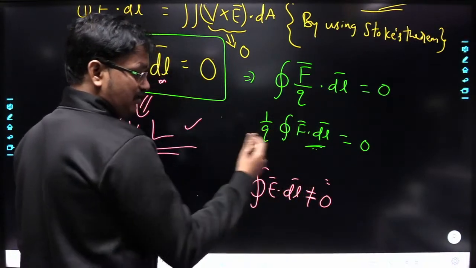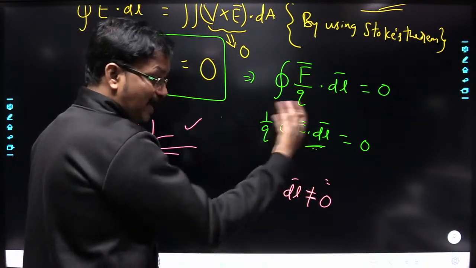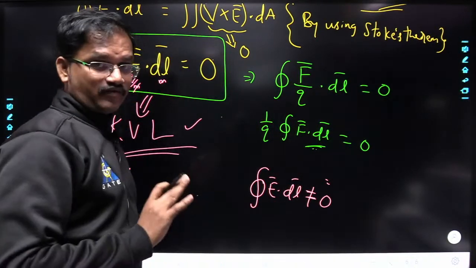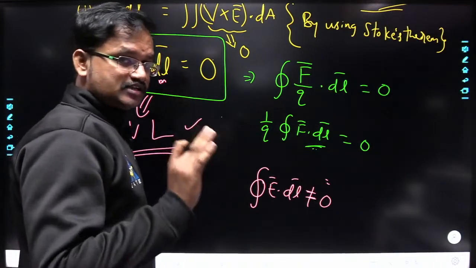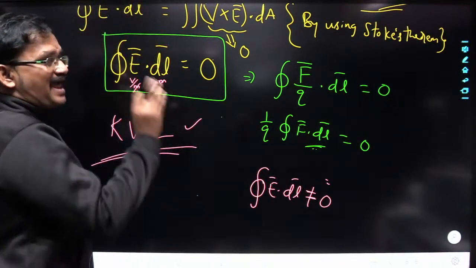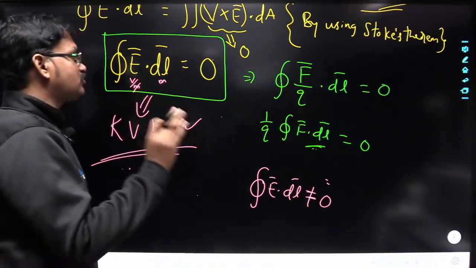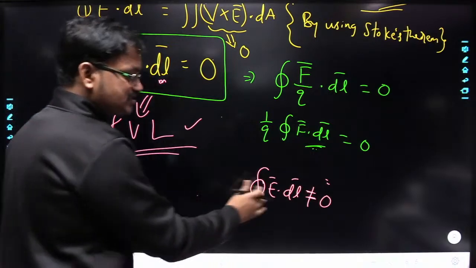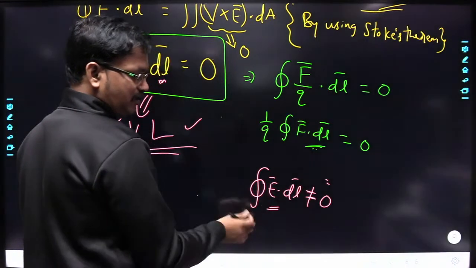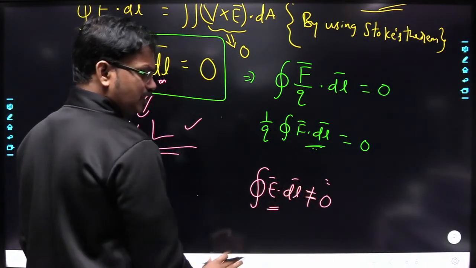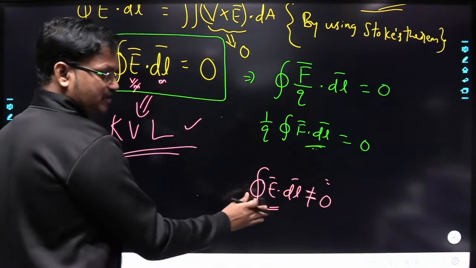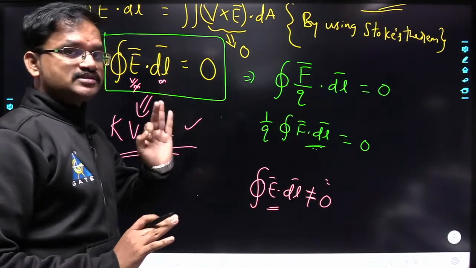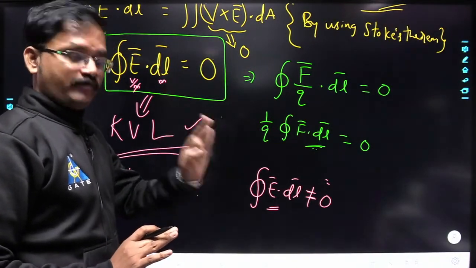So whenever you enter into the time varying case, you cannot say this electric field is conservative. Yes or no? That's why I am specifying the electrostatic field is conservative field. Understood? If it is time varying, it is not equal to 0. That means here you cannot say the electric field is a conservative field. Only static electric field is conservative. Understood?